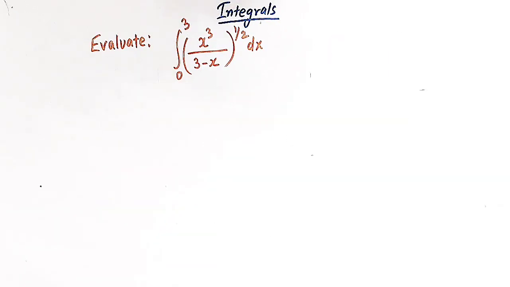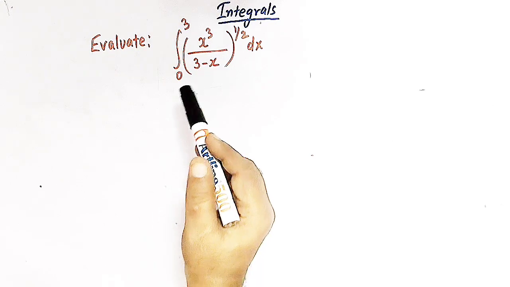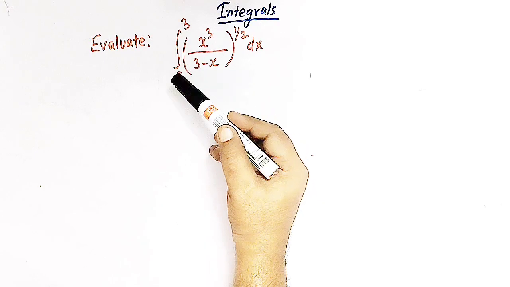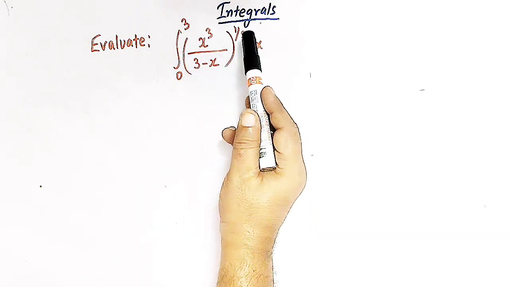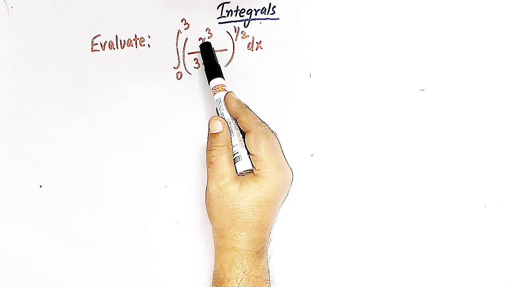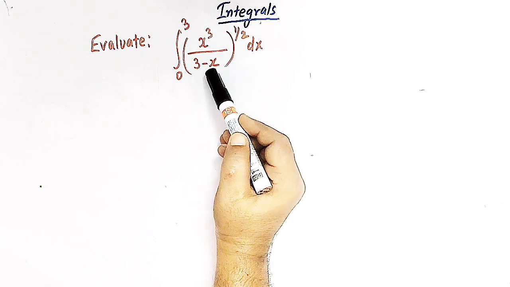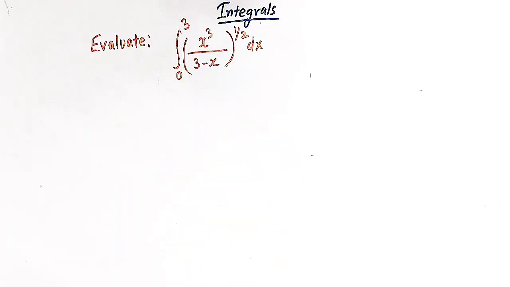Hello viewers, in today's session we are going to discuss another important problem from definite integrals, and in this session we are going to discuss this definite integral where we have the limits from 0 to 3, and our integrand is square root of x cube divided by 3 minus x, right? So here we are going to solve this definite integral with the help of beta and gamma functions, right? So let us start, and let us first call this integral as I, right?